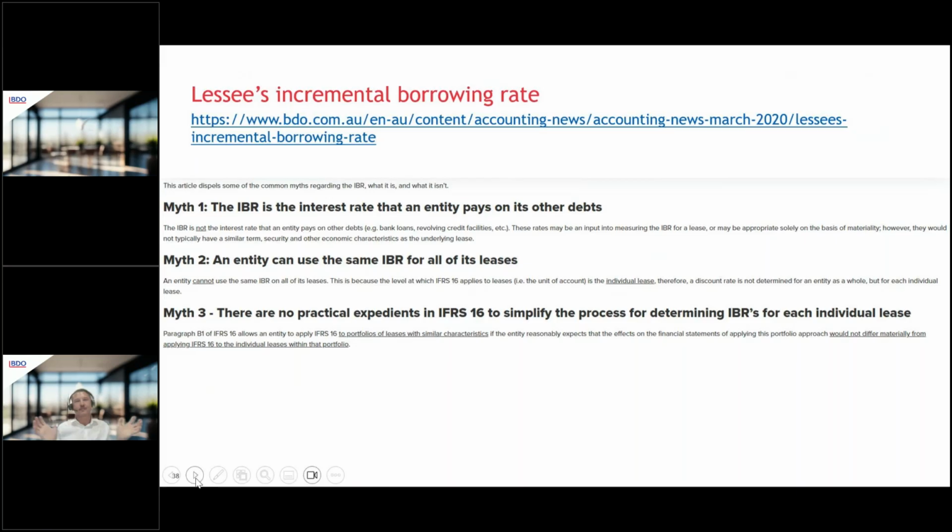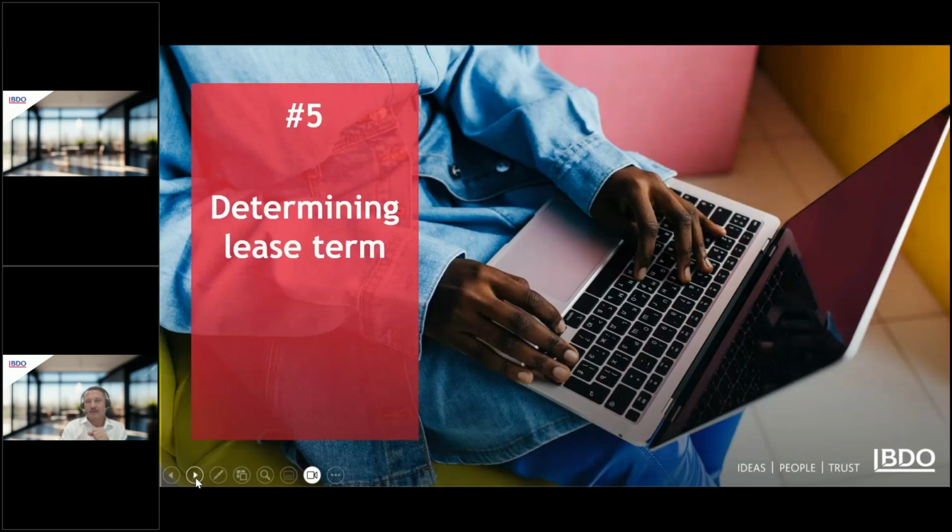So lots of common errors there. The main one being every lease needs its own incremental borrowing rate or discount rate, which is not equal to the rate of other financing on other debts, but there are some practical expedients available to you at that point to kind of undo that where necessary. I'll move on at a rapid pace in the interest of time.